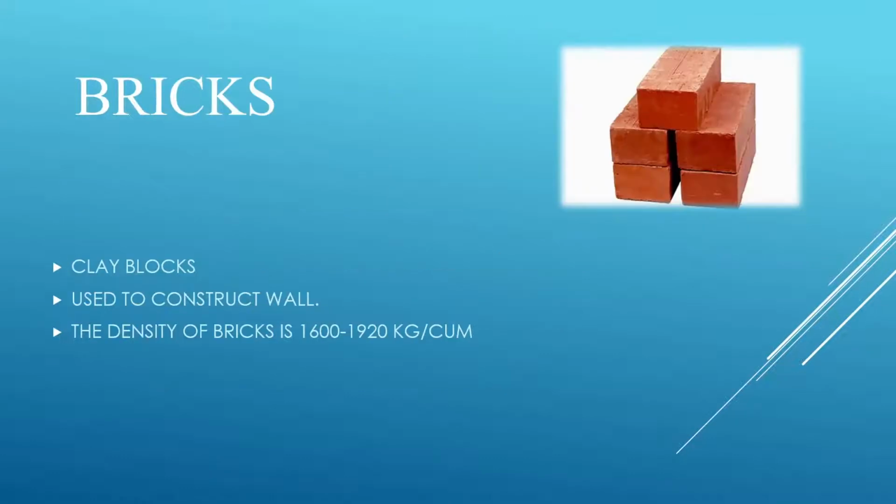Now bricks. You all know bricks. The bricks are used for construction of walls. The density of bricks is 1600 to 1920 kg per cubic meter. Now using all these densities, we are going to calculate the weight.